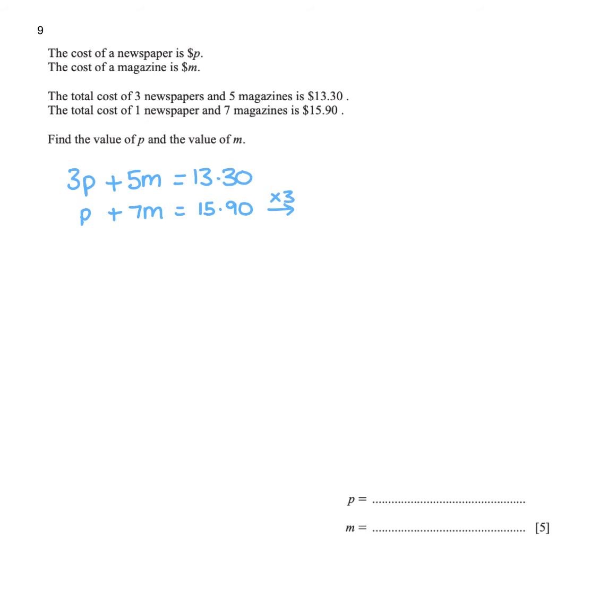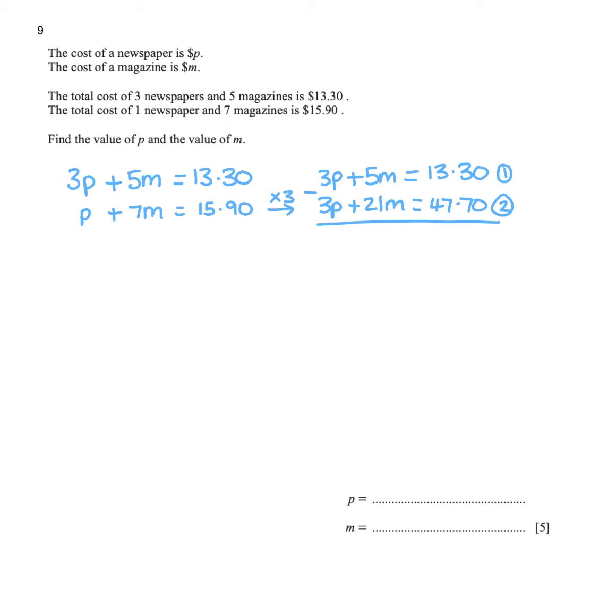So that's going to give me 3p plus 21 magazines is equal to 47.70. And then I'm just going to rewrite the top one just so that I can do this subtraction. Okay, so we can now subtract these two equations. So I've got equations 1 and 2 if you like.